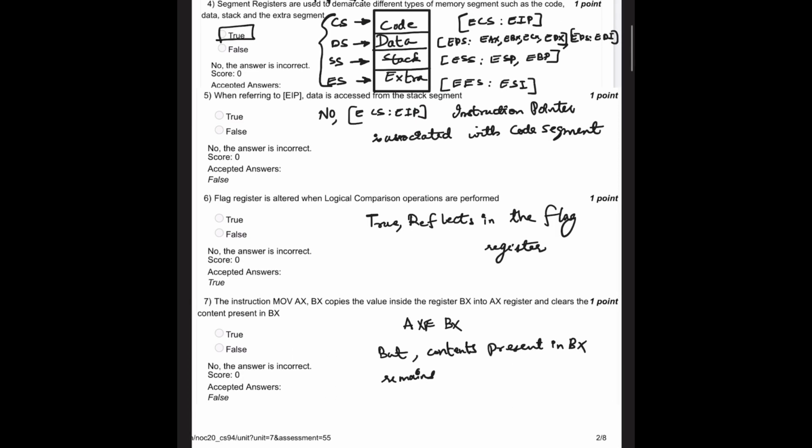So question 5, when referring to value in EIP, the data is accessed from the stack segment. Okay, so EIP is a register which is associated with the code segment register, CS. So hence the value in EIP refers to some memory location in the code segment, and hence this is false.